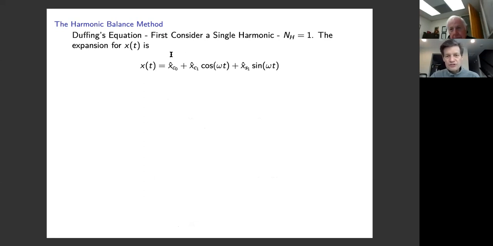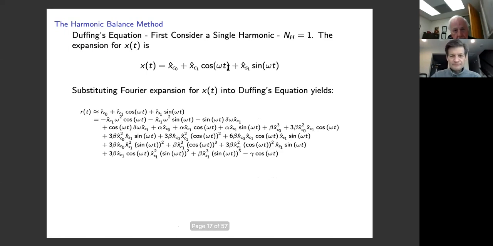But first off, we'll just consider the case of a single harmonic for our solution here. And then we substitute that into Duffing's equation residual. You can see that just with that single harmonic expansion of the solution, we end up with quite a complex expression for the residual in terms of the Fourier coefficients.